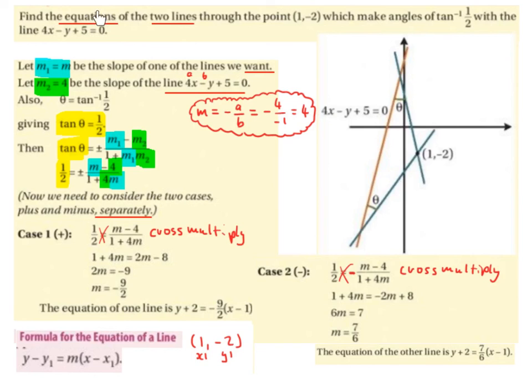So we're asked to find the equations of the two lines through the point 1, minus 2, and the equations are y plus 2 is equal to minus 9 over 2 times x minus 1, and y plus 2 is equal to 7 over 6 times x minus 1. If we have a look at our diagram here, we can see that the line 4x minus y plus 5 is equal to 0 is drawn in brown. This is the point 1, minus 2 at which the lines intersect, and this is the angle theta, and these are the two lines drawn in blue that we just found the equations of.